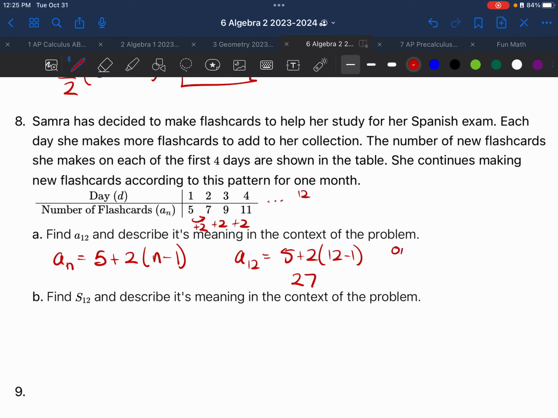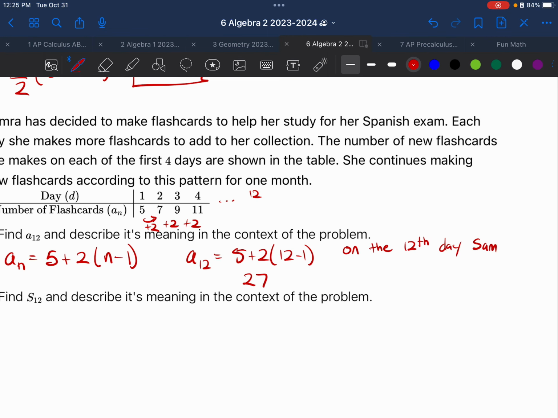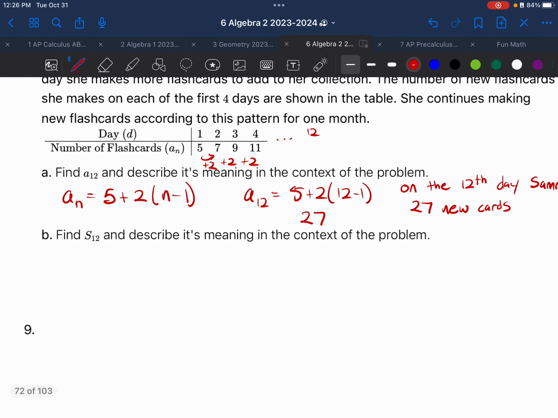So we'll say on the what day? This is the day. So on the 12th day, Samra made 27 new cards. Done and done. All right. And then now we need to do S of 12 and describe its meaning in context.